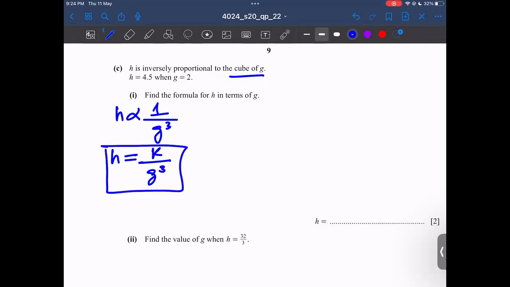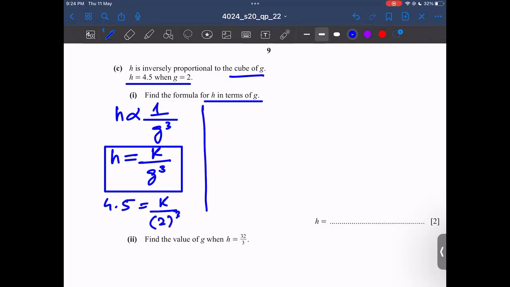Now they are asking to find the formula for h in terms of g. But we have h in terms of k and g. We have k as well in the h value. So I'm going to find the value of k with the help of the values given over here. h is 4.5 and g is 2. So 2 cube is 8. 8 multiplied by 4.5 is the value of k, which is 36. So I have the value of k, that is 36.